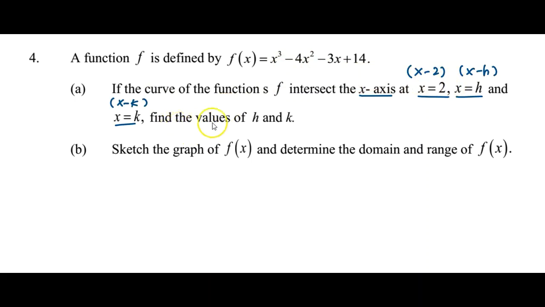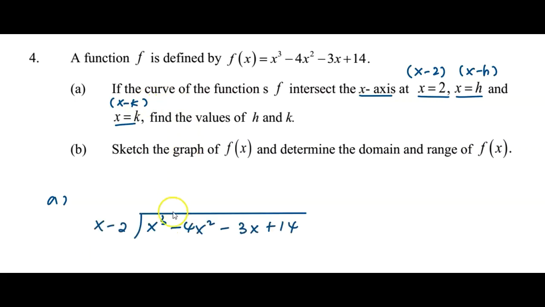And now the question asks us to find the values of h and k. One of the factors we already know is x minus 2. We can use the method of long division to divide by x minus 2. Then in our quotient, we will get one quadratic factor. From the quadratic factor, we can obtain h and k.